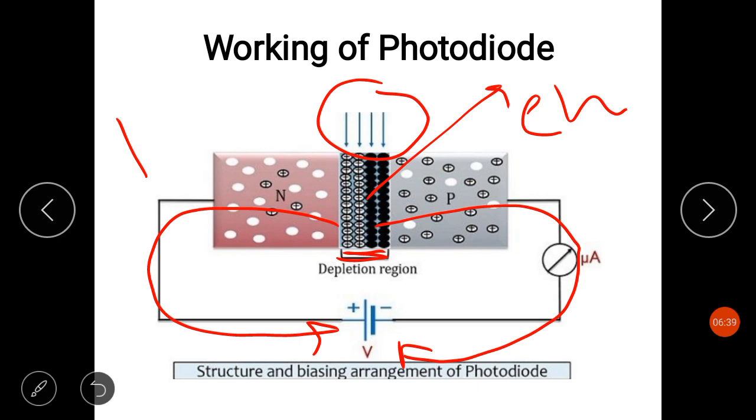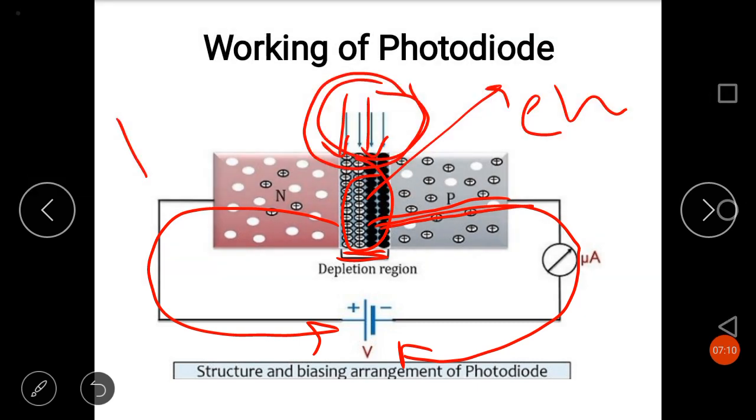Now with the rise in light intensity, as we keep on increasing the light intensity, more charge carriers are generated and flow through the device, thereby producing a large electric current through the device. So we can say that the current through the device is directly proportional to the intensity of light falling on the depletion region of this photodiode.